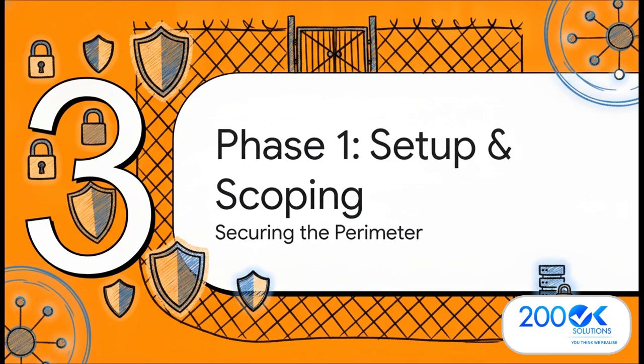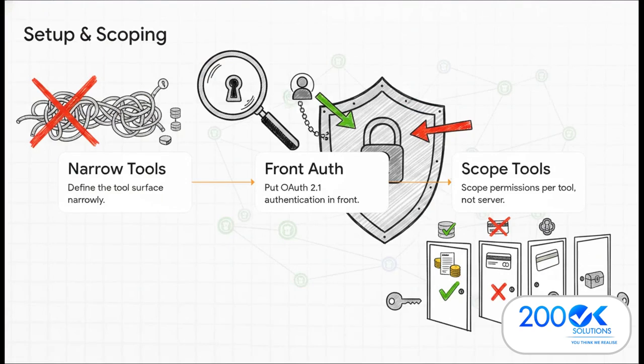All right, let's get into the actionable stuff. Section 3, Phase 1, Setup and Scoping. Okay, step 1, define your tool surface narrowly. Seriously, do not give an agent a generic, wide-open database query tool if it really only needs to read order statuses. Remember, every single tool is a brand new attack surface.